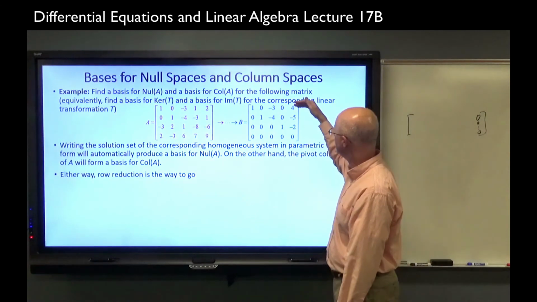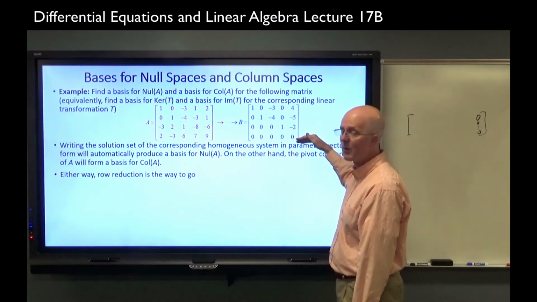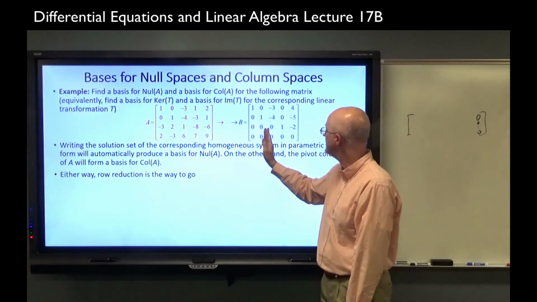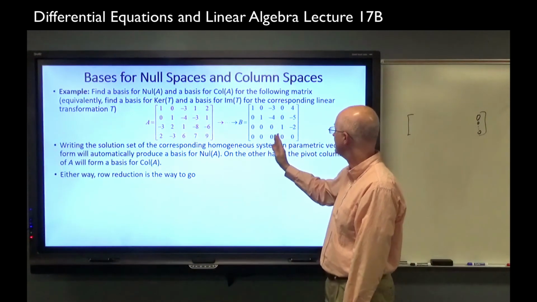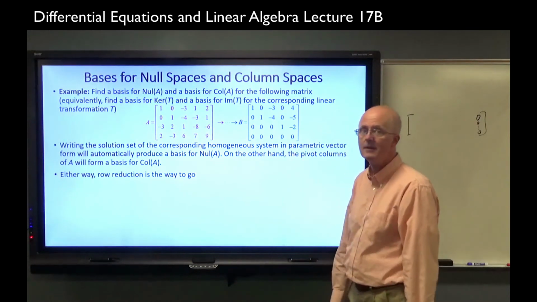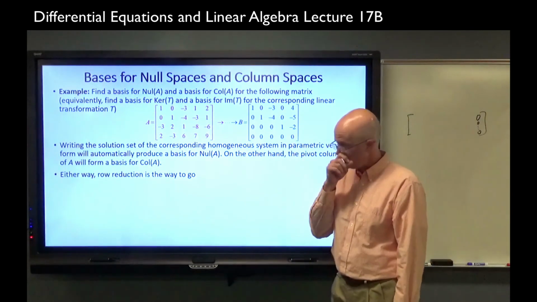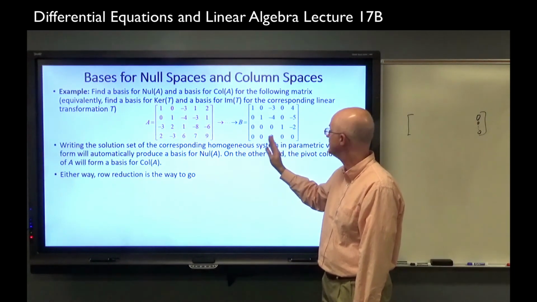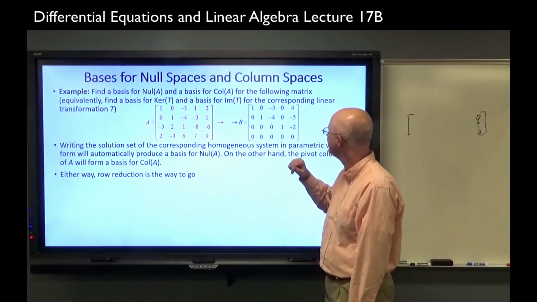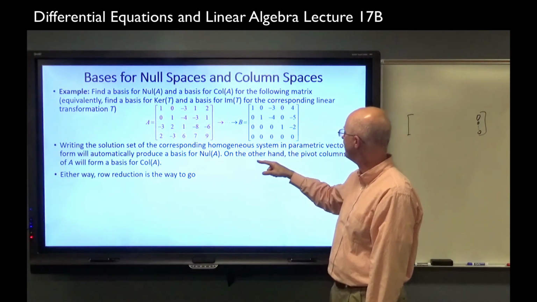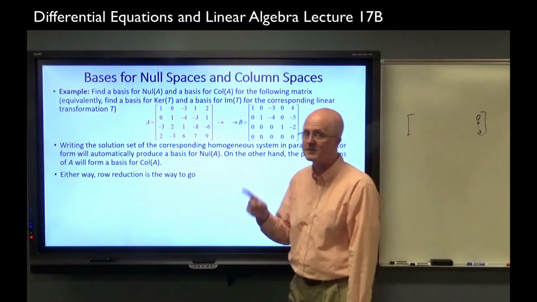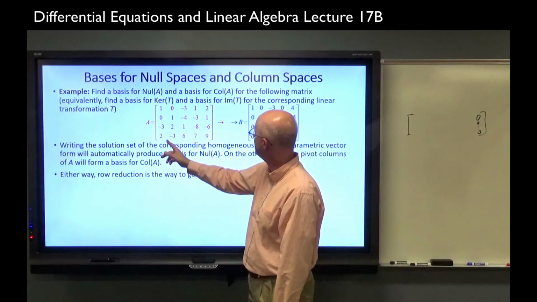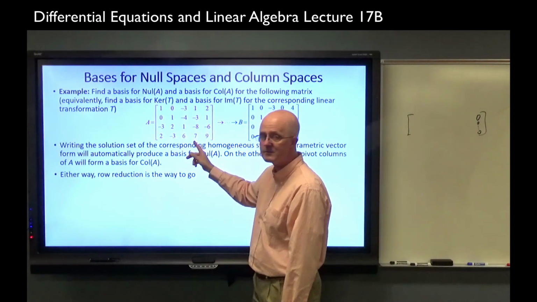We have leading ones in rows 1, 2, and 3, nothing in row 4. We have leading ones in columns 1, 2, and 4, not in column 3 or 5. The pivot columns are therefore columns 1, 2, and 4. And that means a basis for the column space, I'm just telling you how to do it without explaining, consists of the 3 vectors that are in the first, second, and fourth columns of the original matrix.